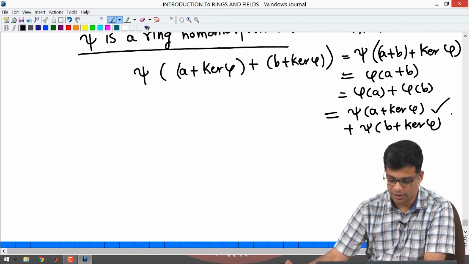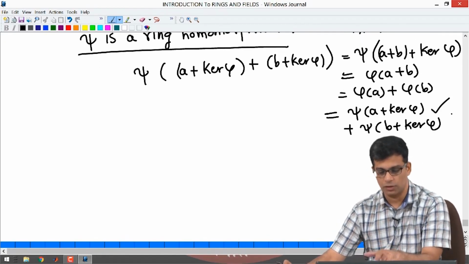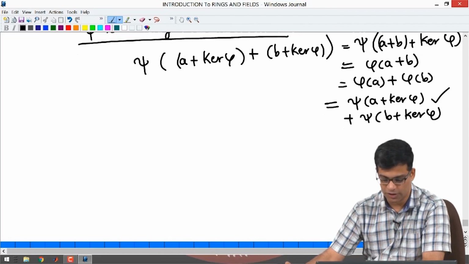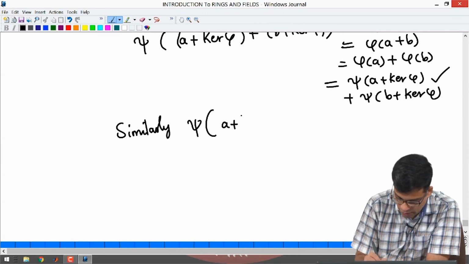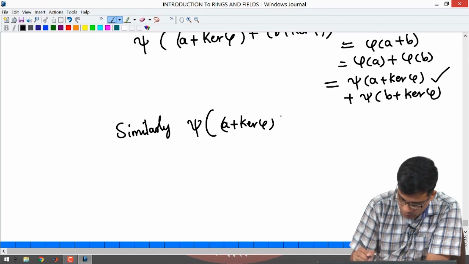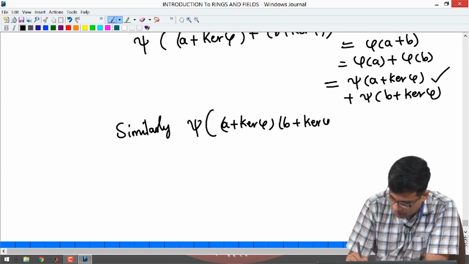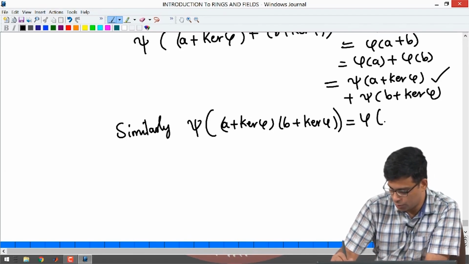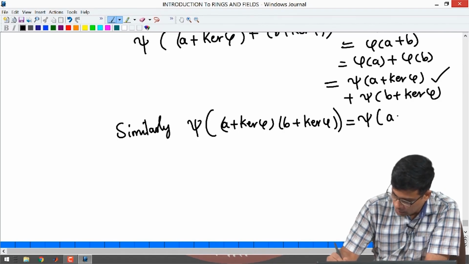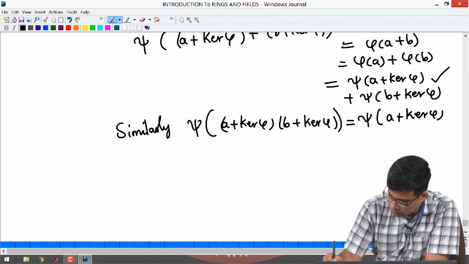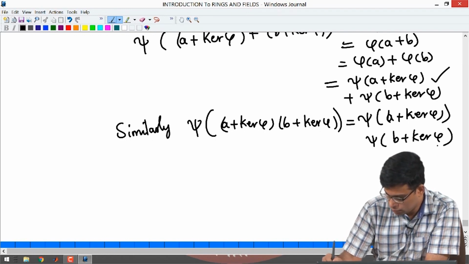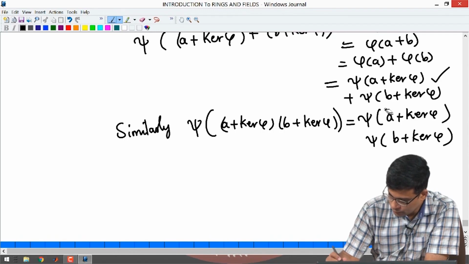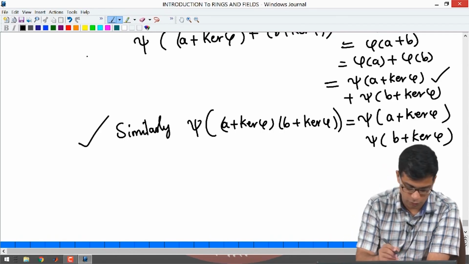So we have checked that psi of the sum of two elements is the sum of psi of those elements. Similarly, exactly the same calculation shows that psi of A plus kernel phi times B plus kernel phi is psi of A plus kernel phi times psi of B plus kernel phi. There is nothing really to do here. So this is also okay.